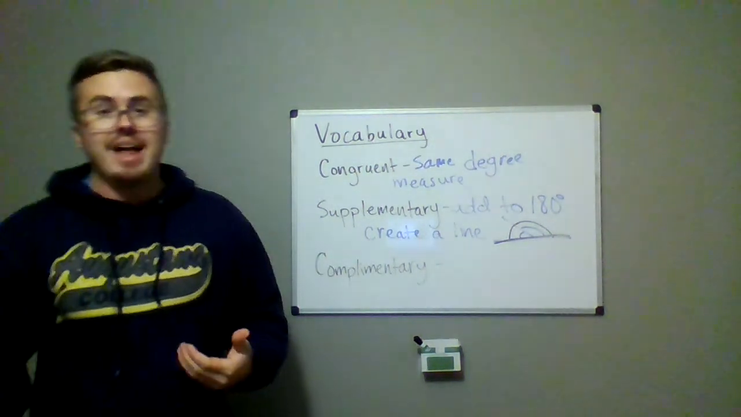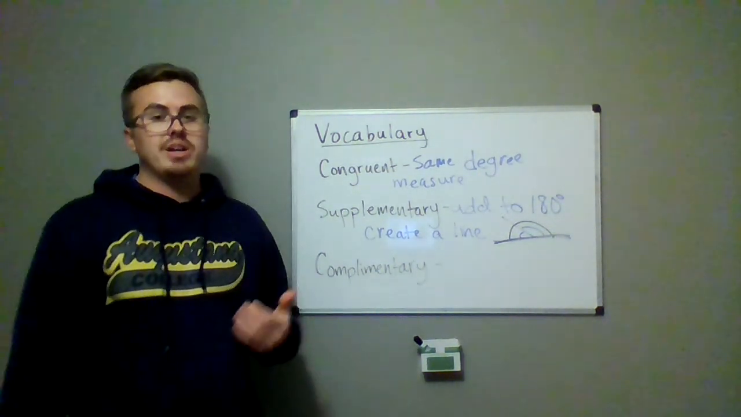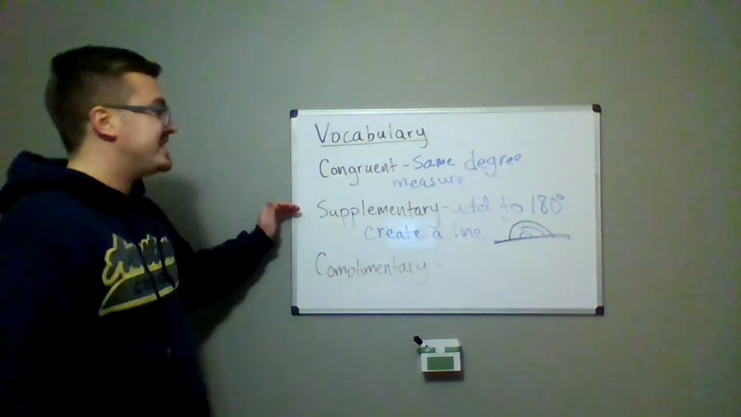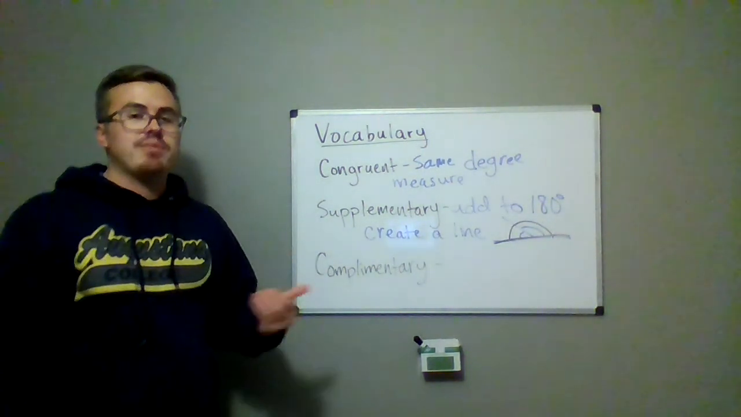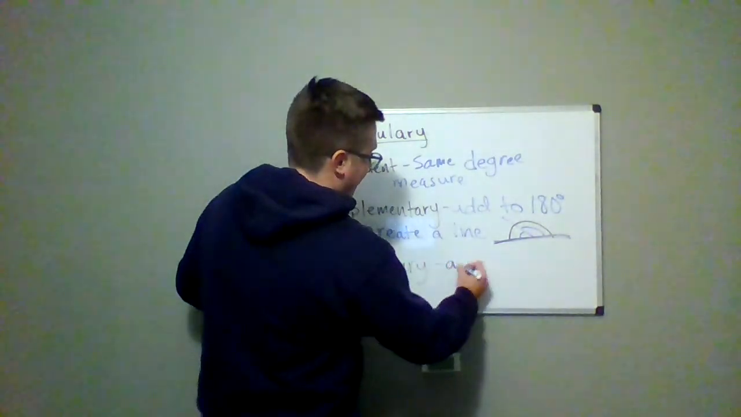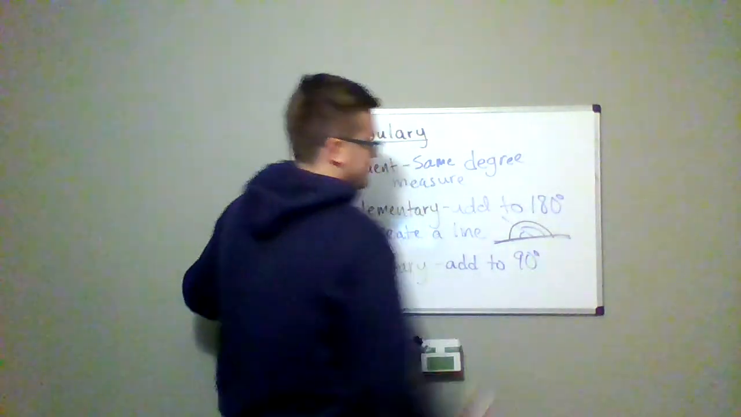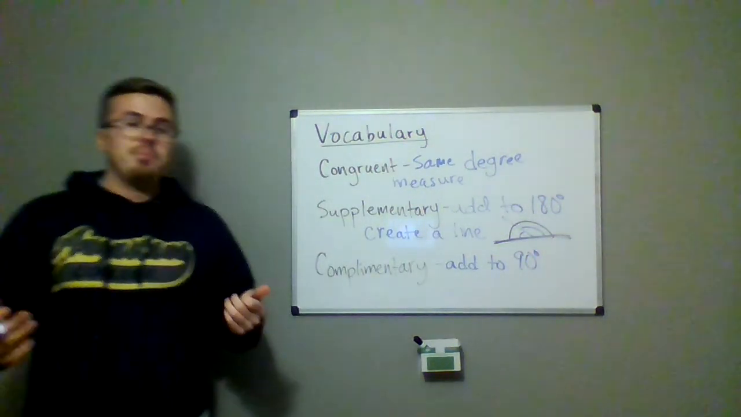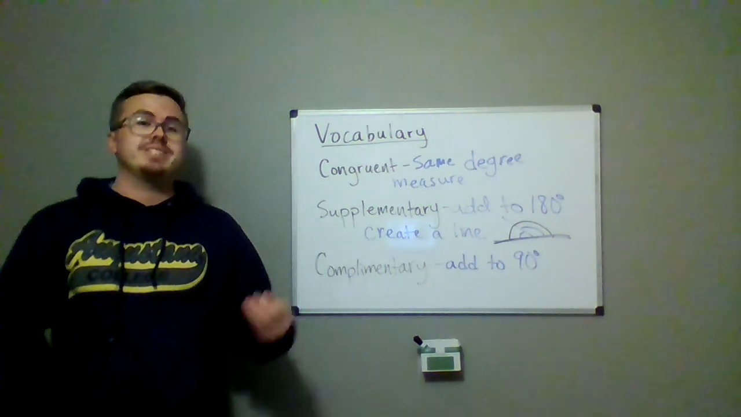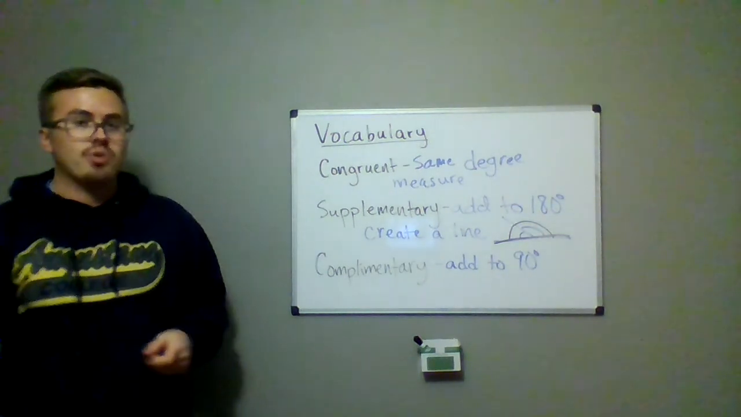Now, if you've done a lot of the Delta Math already, you've probably already come across this word here at the bottom, which is complementary. Now, complementary is very similar to supplementary, except instead of adding to 180 degrees, they add to 90 degrees. And that might be useful when we're thinking back to the Pythagorean theorem, understanding that yes, we have a 90-degree angle in a triangle.